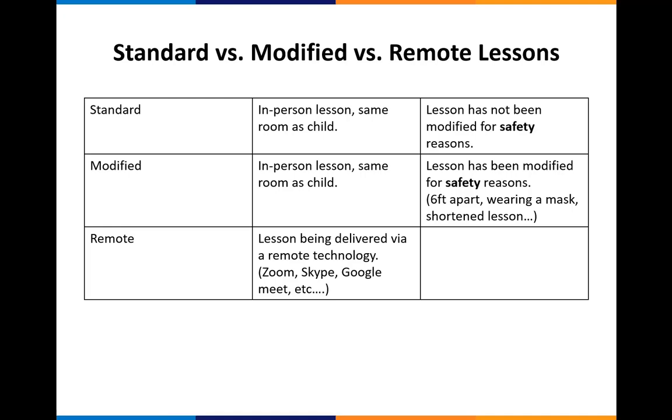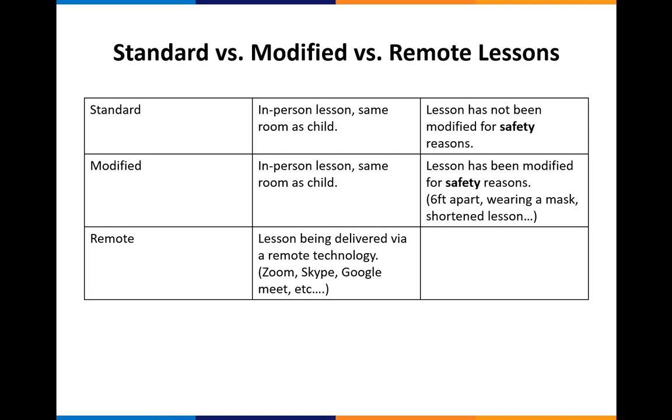One of the big differences between standard and modified and remote is that standard and modified are both in-person lessons where the teacher is in the same room as the child. And then a remote lesson is when the lesson is being delivered by some remote technology, whether it's Zoom, Skype, Google Meet, or some other remote technology that you are using to deliver lessons. So immediately, standard and modified refer to lessons that are in person, and a remote lesson refers to a lesson that is being delivered in some remote format using some remote technology.